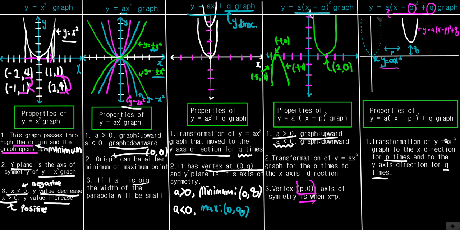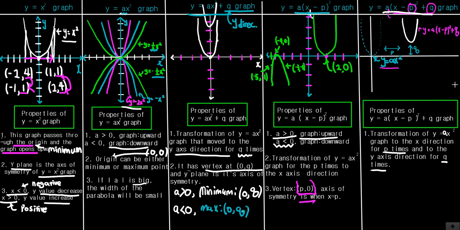And this is a statement that we already learned in our previous graphs, and this is what this graph means. This is what this thing means. y is equal to a times (x minus p) squared plus q. And let's think about a second property of this function. The second property of the graph of y is equal to a times (x minus p) squared plus q is that it has a vertex of (p, q), and x is equal to p is the axis of symmetry of this function.